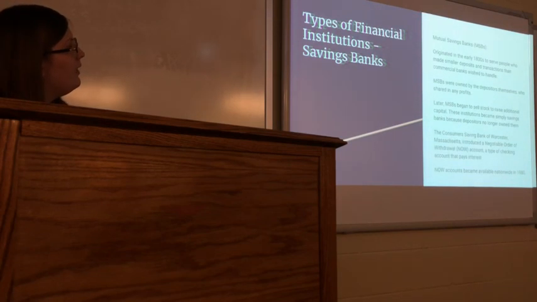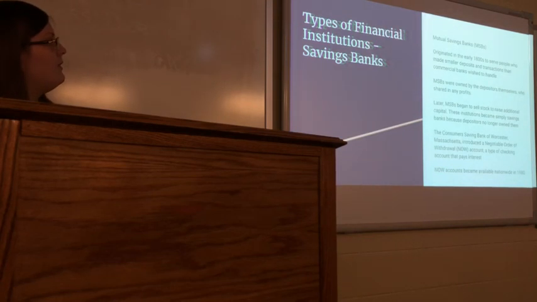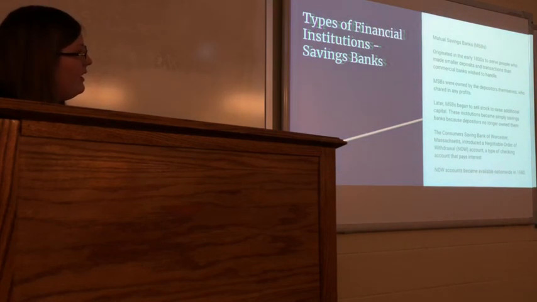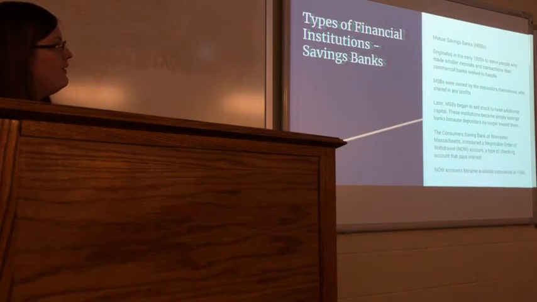Mutual savings banks, or MSBs, originated in the early 1800s to serve people who made smaller deposits and transactions than commercial banks wished to handle. They were owned by the depositors themselves, who shared in any profits. Later, mutual savings banks began to sell stock to raise additional capital. These institutions became simply savings banks because depositors no longer owned them.